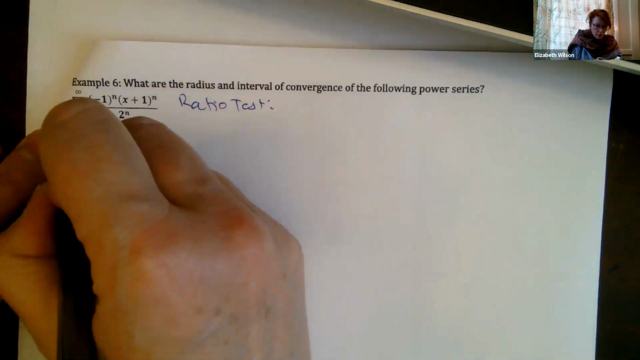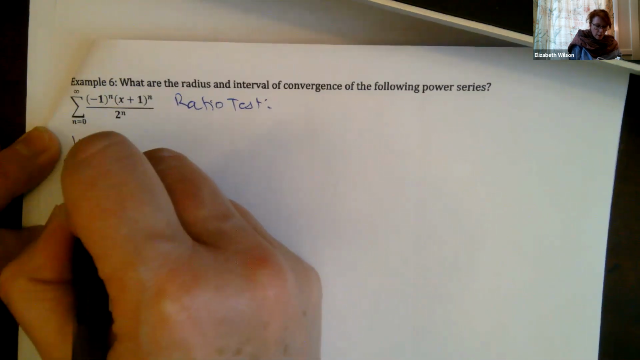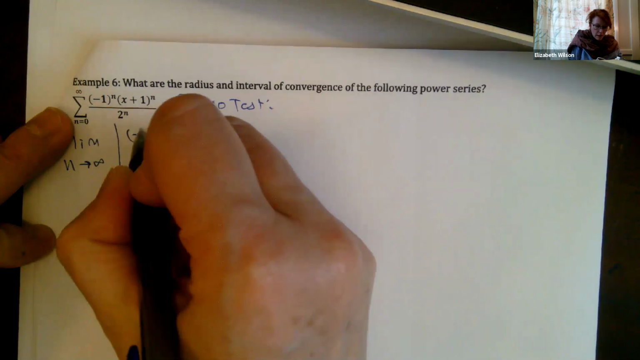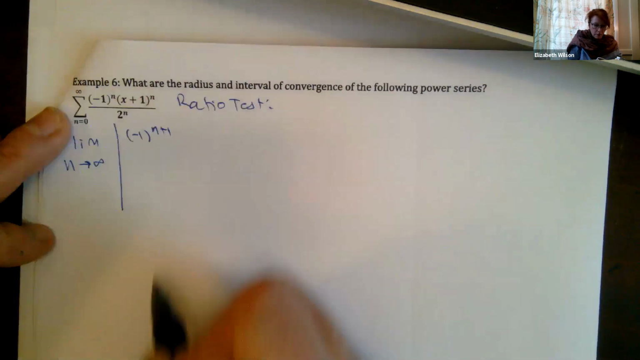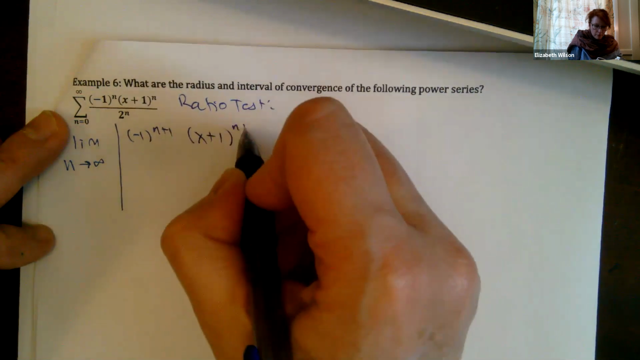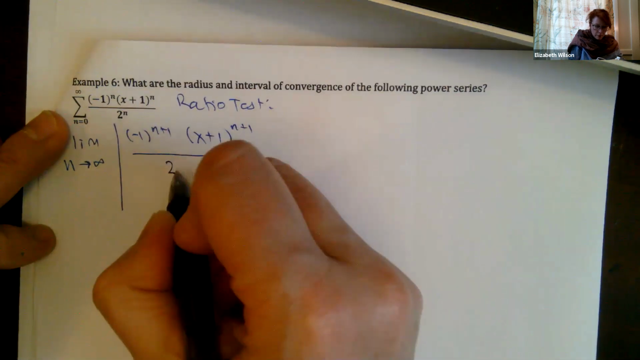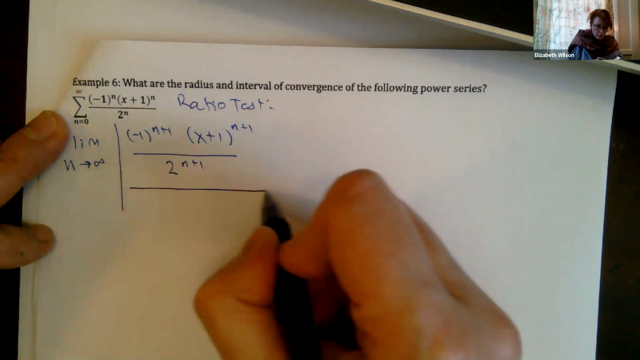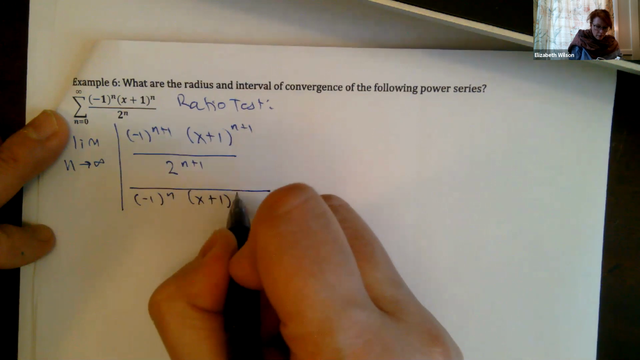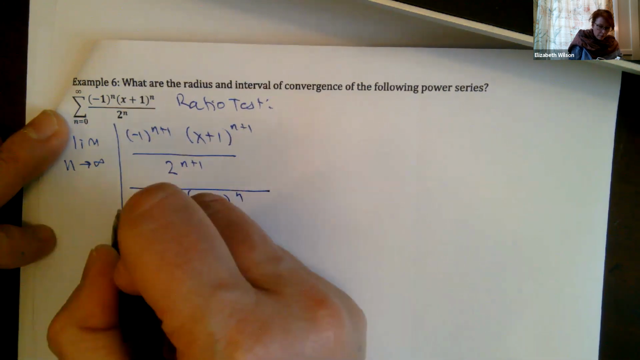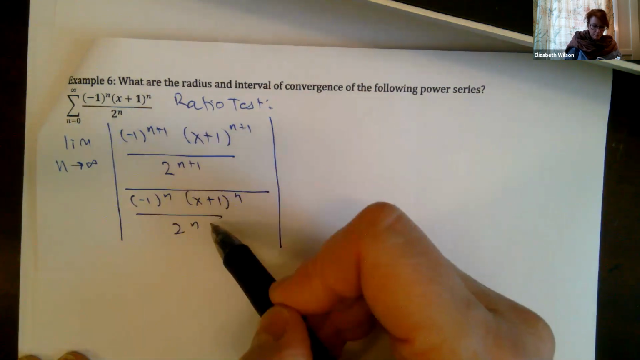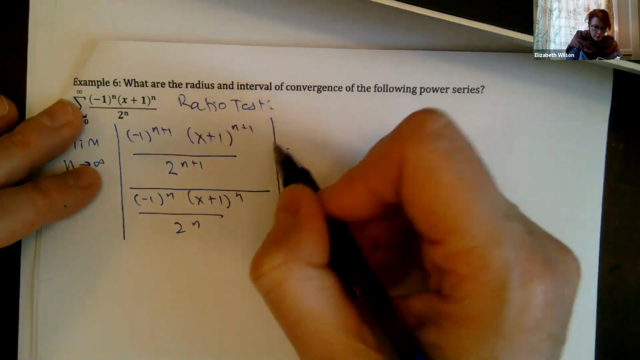I do the limit as n goes to infinity, absolute value, got my -1. Everywhere I see an n, I increase, I go n plus 1. (x plus 1) to the n plus 1, all over 2 to the n plus 1, all over (-1) to the n, (x plus 1) to the n, all over 2 to the n. I'm going to extend my absolute value down. Okay. Fraction divided by fraction.